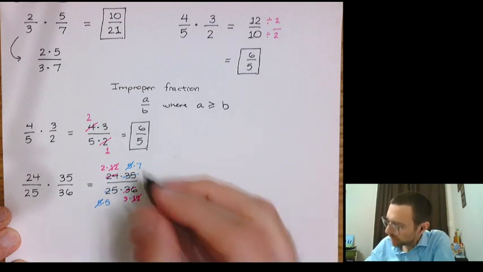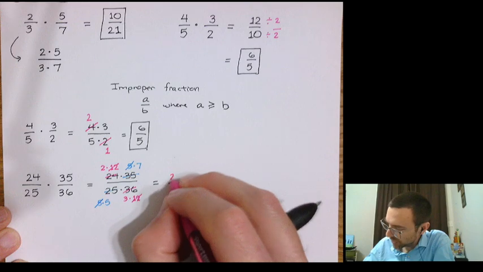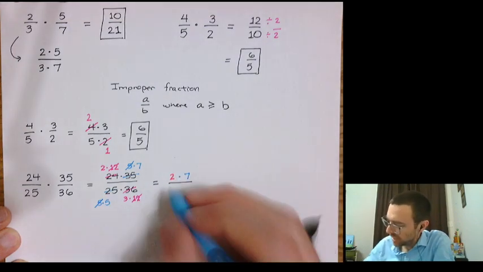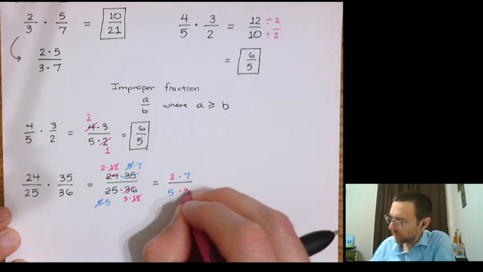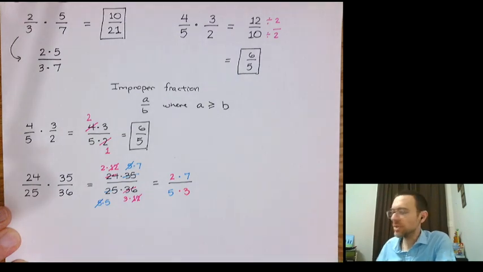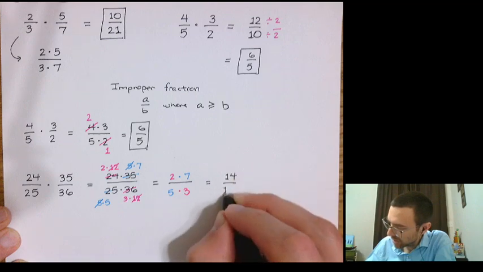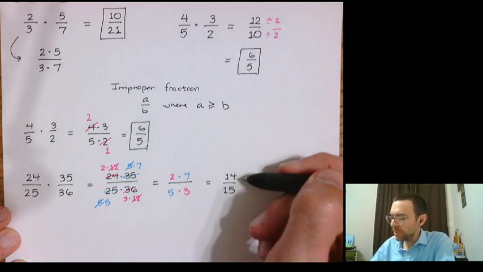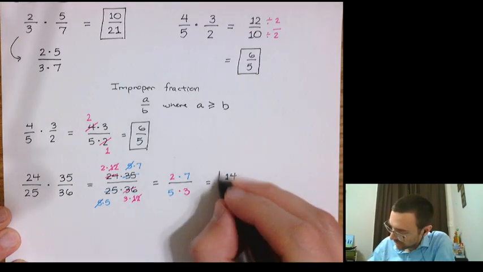And let's clean up our fraction to see what is left. So we have a 2 that's left over, and we also have a factor of 7. In the denominator, there's a factor of 5 and a factor of 3. These are the only factors that are left over, and that gives me 14 over 15. And that's it. 14 over 15 can't reduce. You think about what 14 is made up of, 2 and 7. They have nothing in common with 5 and 3. So that's it.